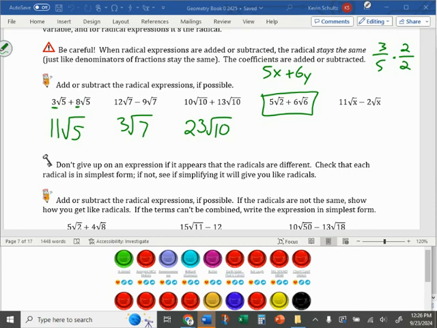Cool. Let's go. The last one, even with variables. We have 11 root x's, we lose 2 of them. How many root x's do we have? 9. What changes? The coefficient. What stays the same? The root. So for the next one, we simplify.